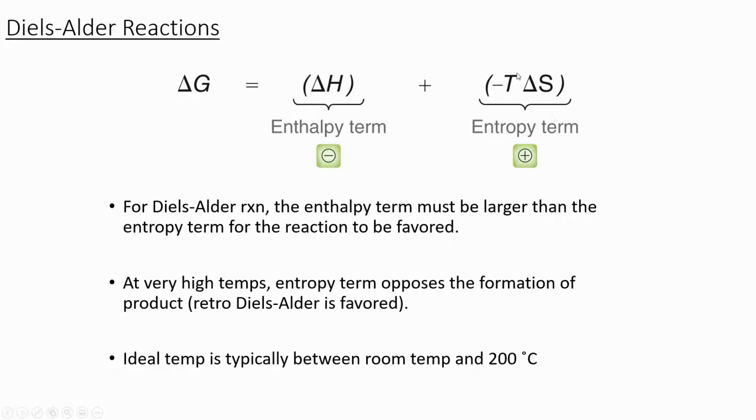And this is why we have such an importance on the temperature of this reaction. At very high temperatures, the entropy term is going to oppose the formation of the product, or even potentially take some of the product material and convert it back into the starting material. Therefore, the ideal temperature to run the Diels-Alder reaction in the forward direction is between room temperature and 200 degrees. Temperatures above 200 degrees will result in the formation of the diene and the dienophile from the cyclized product.